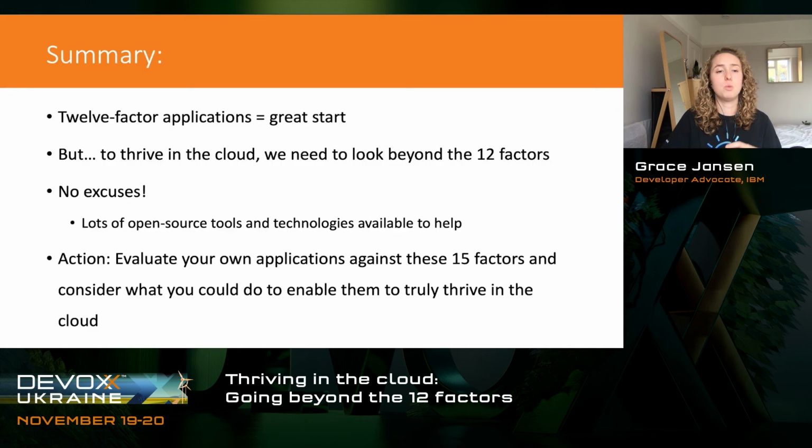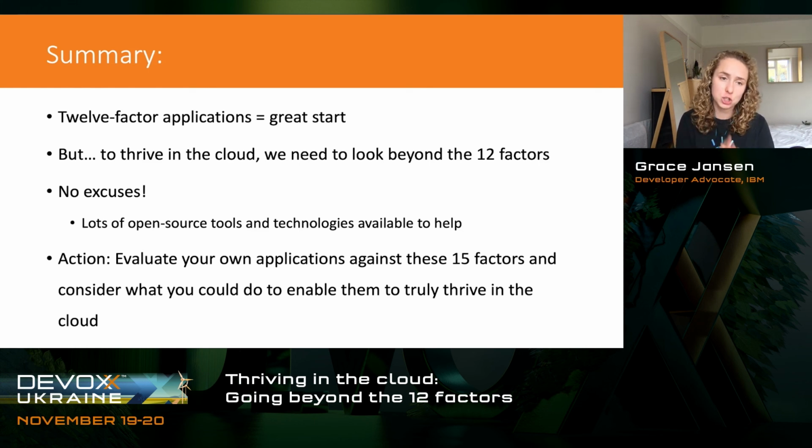Hopefully, in summary, what I've shown you throughout this presentation is that the 12-factor application methodology is a fantastic place to start. But to really thrive in the cloud, we need to be looking beyond the 12 factors at those additional factors and those additional edits made to the factors to really make use of that modern underlying cloud infrastructure. And there are no excuses. I've mentioned a bunch of open source tools here. So really, you should be able to make use of at least one of them within your application to help you to enable those behaviors that we need for applications to thrive in the cloud.